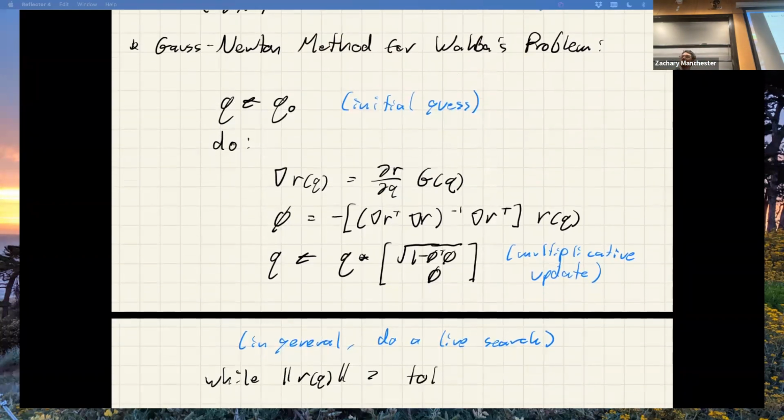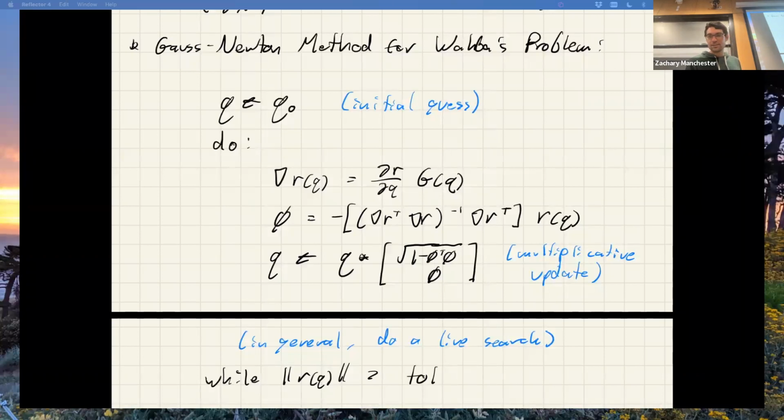Everyone, any questions about that? It's normal Gauss-Newton. All I'm doing is playing the attitude Jacobian trick on the Jacobian, and then playing this multiplicative update trick to update the quaternion instead of adding, because I can't add rotations. It doesn't make any sense. The right way to do it is multiplication. Okay, cool. So now we'll do it.